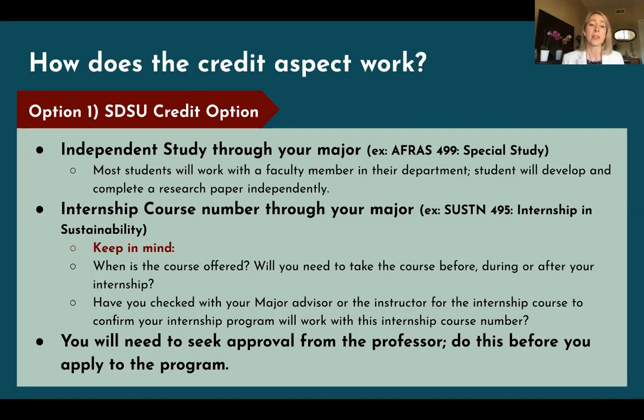Another option is you might have an actual internship course number that you have through your major. For instance, sustainability has Sustainability 495, which is internship in sustainability. And for that major, they actually have a requirement to do an internship and do a study abroad. So that's why they've crafted an actual course number. Some majors might not have a specific course number that you can use, but if you do, that might be the best way to pursue that, because you're maybe already fulfilling a requirement of your major by taking that course.